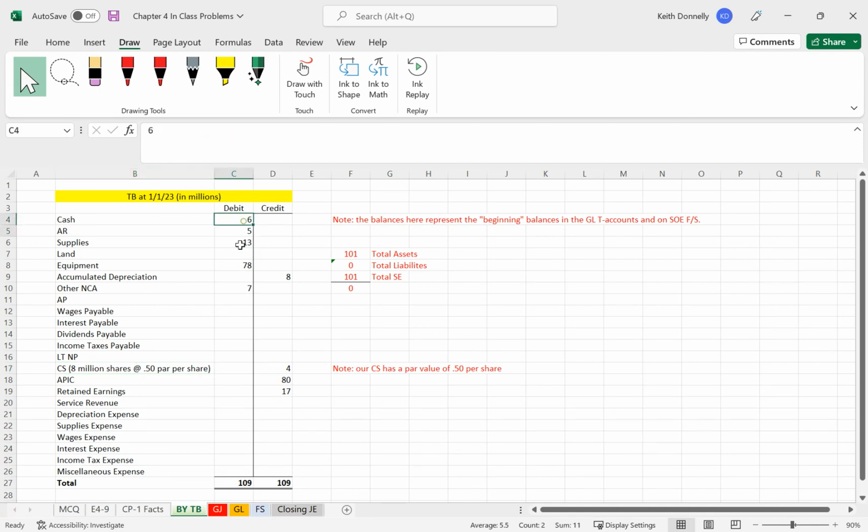And finally, these are in millions, right? So if you see like 6 for cash, that means 6 million. Yeah, sure, we could put all the zeros, but it might be a little bit harder to read. So just be aware these are in millions.